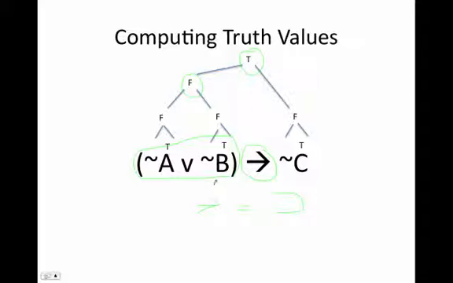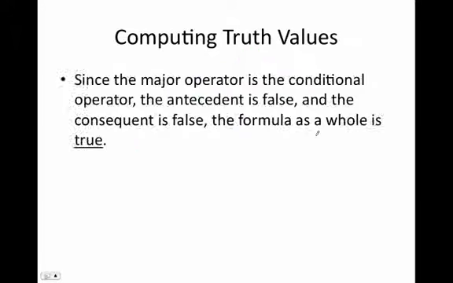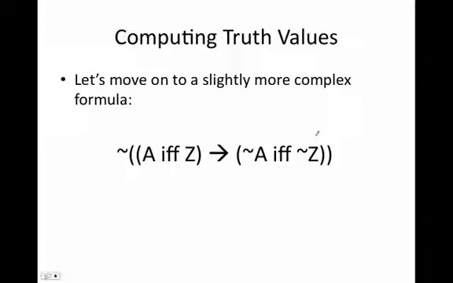Again, you work your way up in stages. You start with the letters. You move to the next level of complexity. Then you move to the next level of complexity. And you work your way up just one level of complexity at a time until you get to the major operator. And then, once you figure out the truth value of the major operator, you figure out the truth value of the whole formula. And this formula is true. Well, again, since the major operator is a conditional operator, the antecedent is false, the consequent is false, the formula as a whole is true. Well, let's move on to a slightly more complex formula.